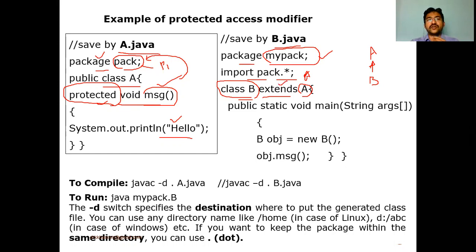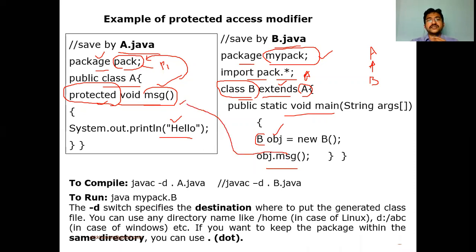Inheritance can be implemented with the keyword extends. So class B extends A. The meaning of that is B is an extension of class A. It means that all the properties of A are acquired by B. Now I'm writing the main method here, and I'm creating an object obj for class B. Now obj.msg. The msg method is available in class A, but for which class am I creating an object? For class B. I'm not creating an object for class A, because to access any data members or methods of a particular class, we have to create an object of that class.